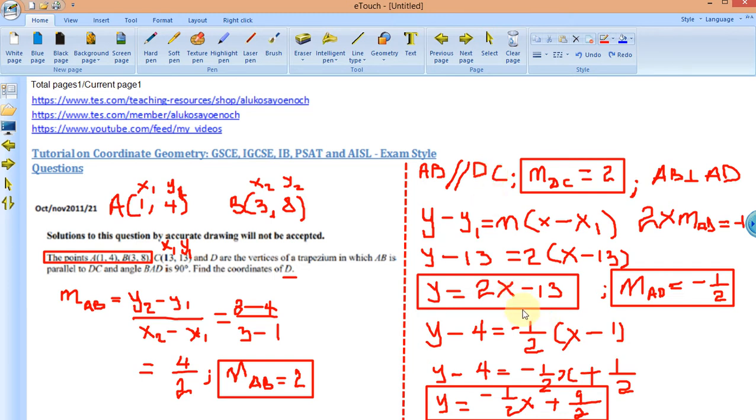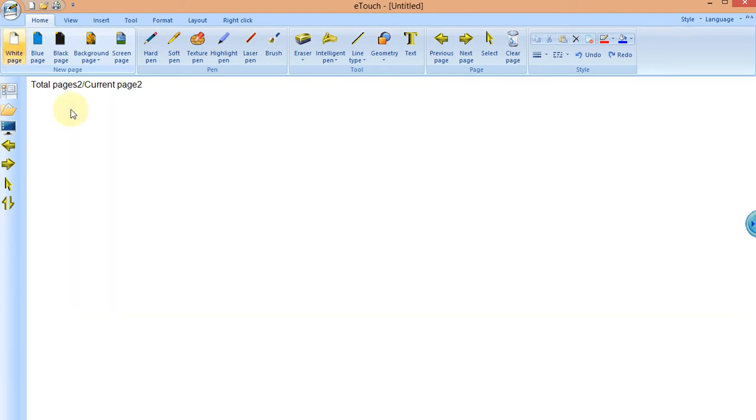So the equation I now have, I may need to rewrite this so that I have something like 2y. If the LCM here will be 2, that will be minus x plus 9. But let me just leave it for now. I'm going to do it next. So I need this information, I just want to carry it to the next page: y equals 2x minus 13 and y equals minus half x plus 9 over 2. So let me go to the next page because I don't have space to complete the task here.